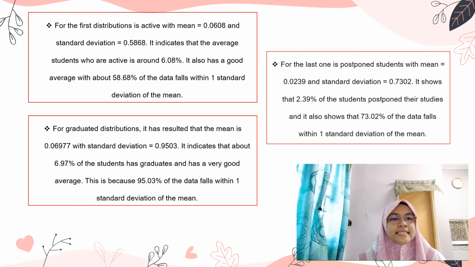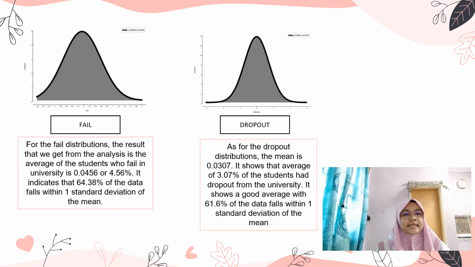For the active students, the average is around 6.08%, and for the graduated students, the average is about 6.97%. The last one, for the postponed students, the average is about 2.39%. Next, I will explain the failed students, which include the failed and dropout students.